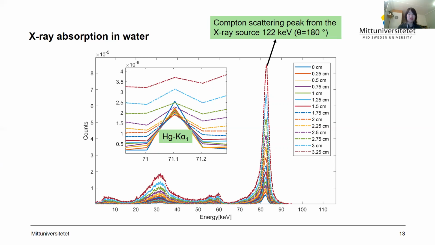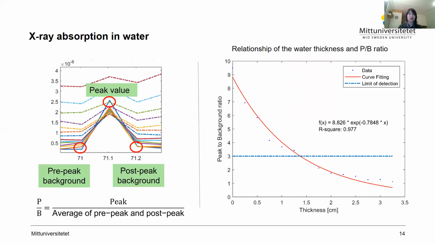It should be noted that the source peak at 122 kiloelectronvolts results in a Compton scattering peak at 82.5 kiloelectronvolts when the scattering angle is 180 degrees. Instead of mercury peak intensity, the peak-to-background ratio was calculated, where the background counts were computed as the average of the pre-peak and the post-peak background.